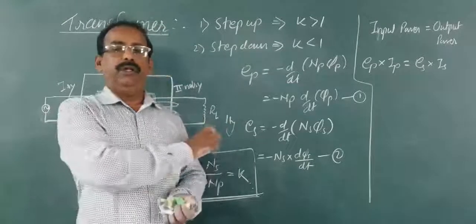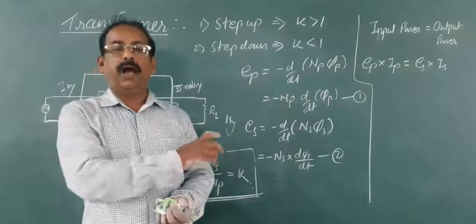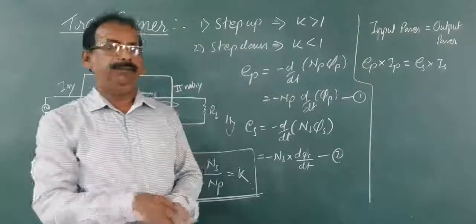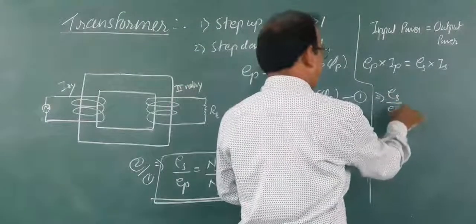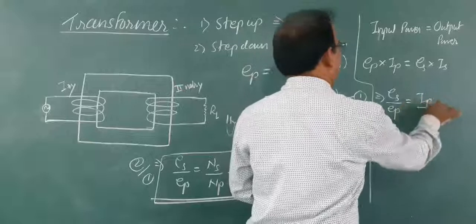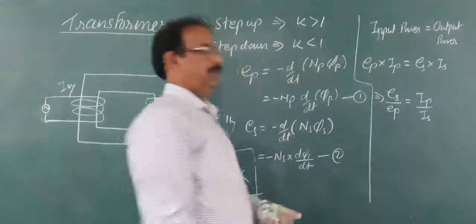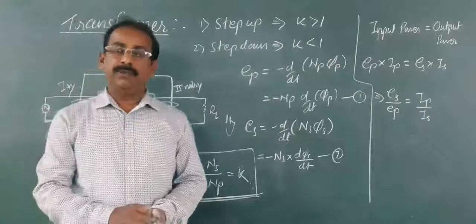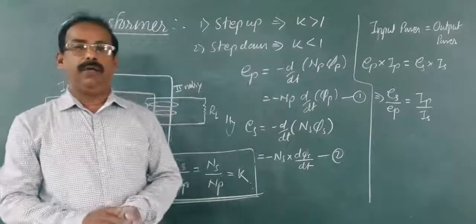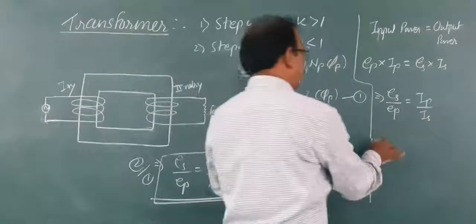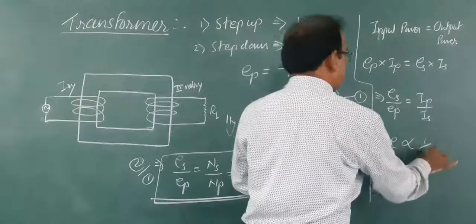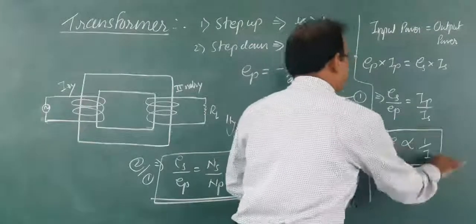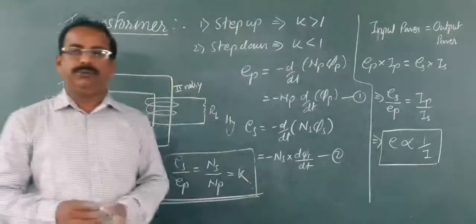ES means EMF induced in secondary, IS means current in secondary. From this we can write ES upon EP as IP upon IS. See that the EMF induced in the coil of a transformer is always inversely proportional to the current passing through that coil.